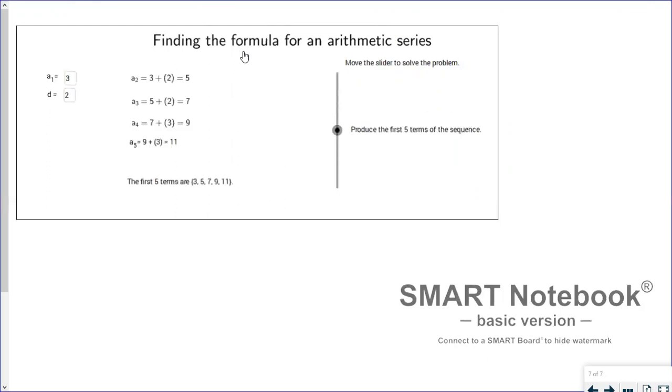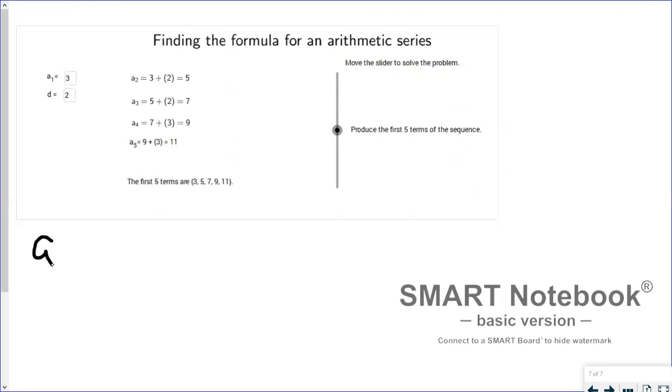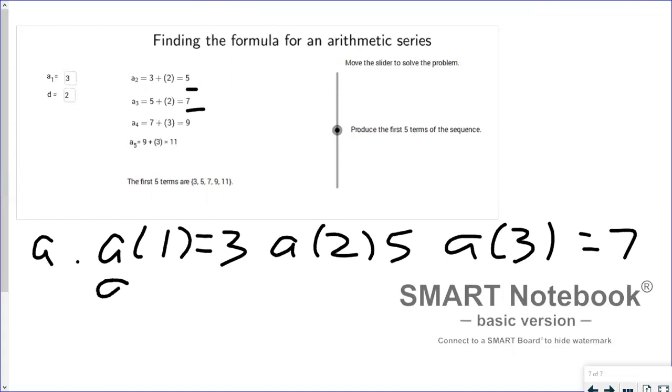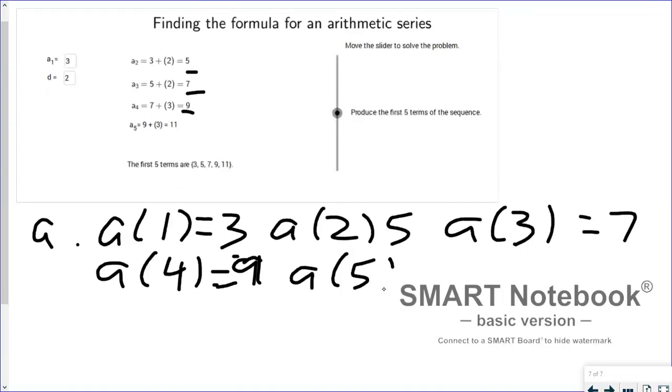Okay, it's asking us for the first 5 terms of the sequence for question 1. What's nice about this problem is it's already given to us. We can read it right from the applet. So we know A1 equals 3, A2 equals 5, A3, which is also given to us, equals 7, A4, which is given to us, is 9, and then A5, which is also given to us, is 11.